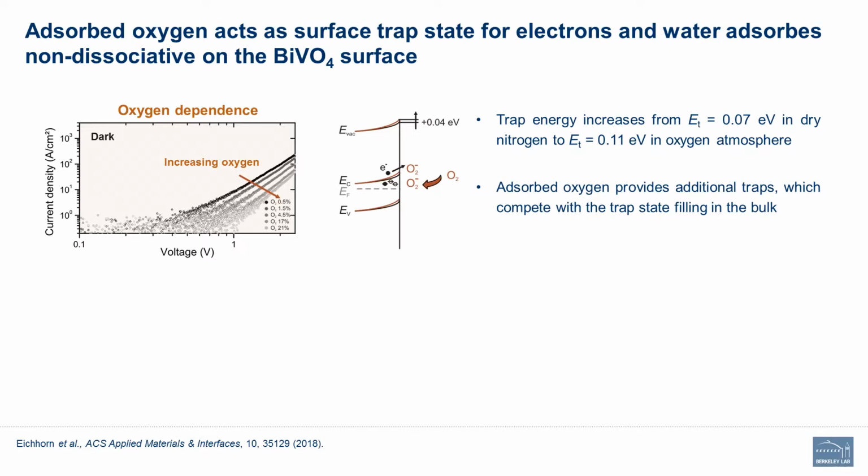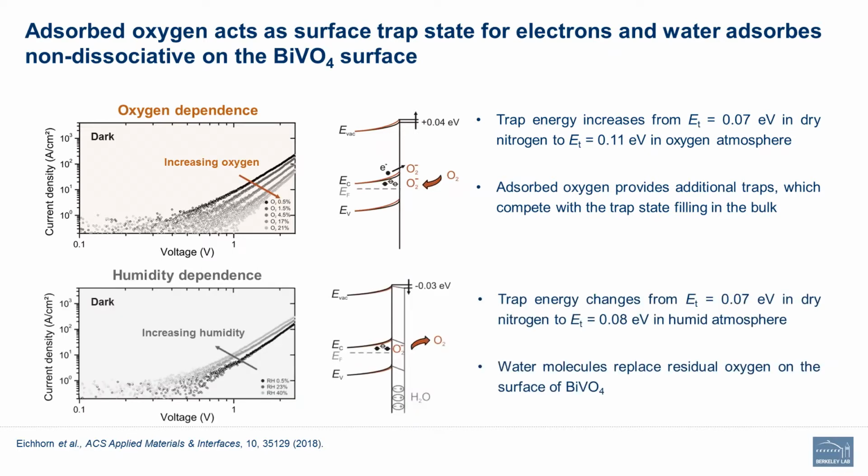We performed similar experiments in a humid environment. Interestingly, we observed the opposite behavior. We see an increase in the maximum current and we see a reduction in the power law exponent. In this context, a theoretical calculation shows that at room temperature, water adsorbs on the surface molecularly. So that means a dipole layer can be formed.